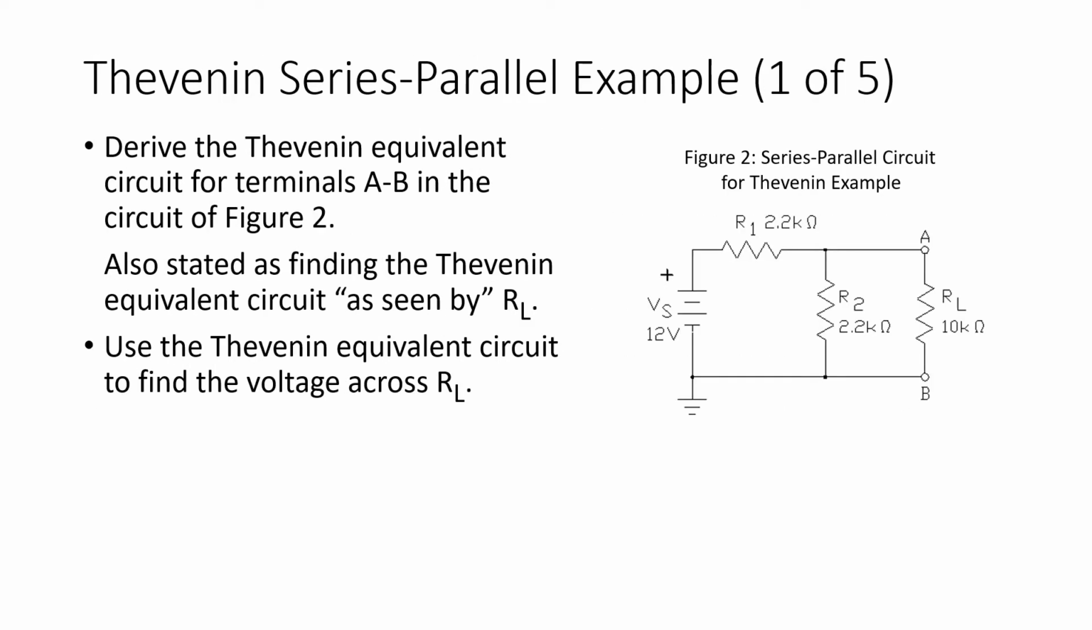So let's look at an example. The circuit of Figure 2 is a simple series parallel circuit with a resistor RL connected between terminals A and B. And we're going to derive the Thevenin equivalent circuit for the terminals A and B in that circuit. Now, we'll also use the terminology that we are finding the Thevenin equivalent circuit as seen by RL. And then we're going to use this Thevenin equivalent circuit to find the voltage across RL.